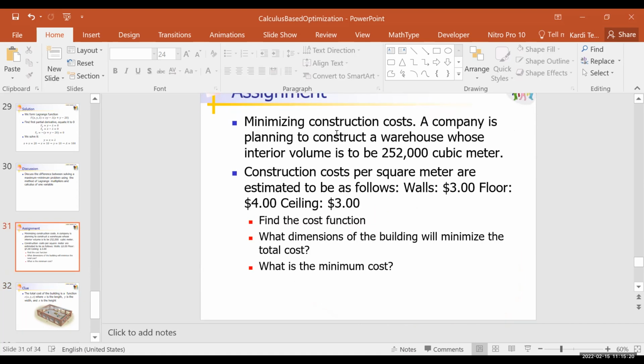Right. So you want to minimize the construction cost. Okay. And what do we have? The volume is given, and then each part of the construction, wall, floor, and ceiling, is also given. So what will be the cost function? First you create the optimization formula, and then you find the minimum.